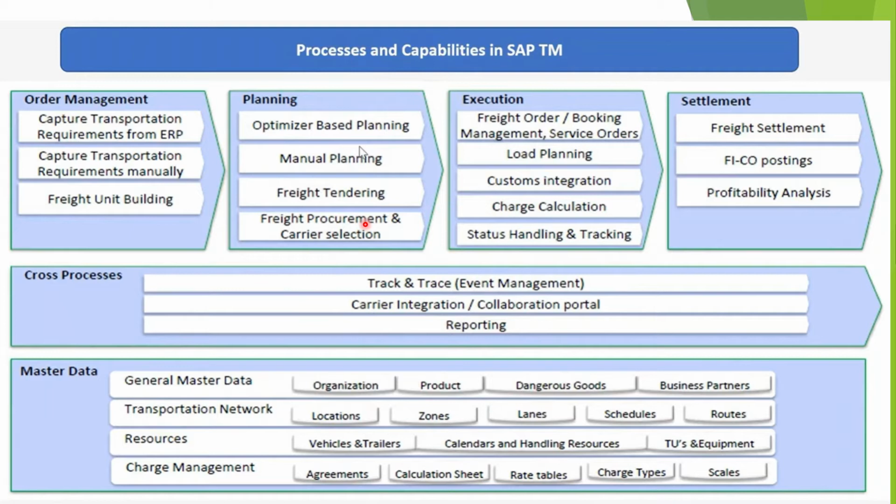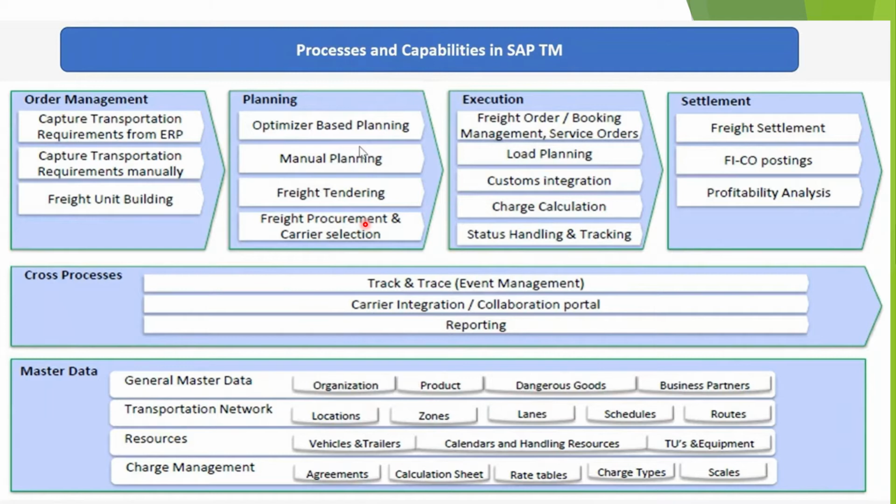And once the carrier selection and tendering process are done, and the freight order is already built, you do the charge calculations, because otherwise how are you going to pay the carrier? The charge calculation uses master data like your freight agreement, your calculation sheet, your rate table, and charge type. Plus, you have your own load planning. Plus, if you want to integrate something during execution, like a custom integration with some other system, you can do that easily.